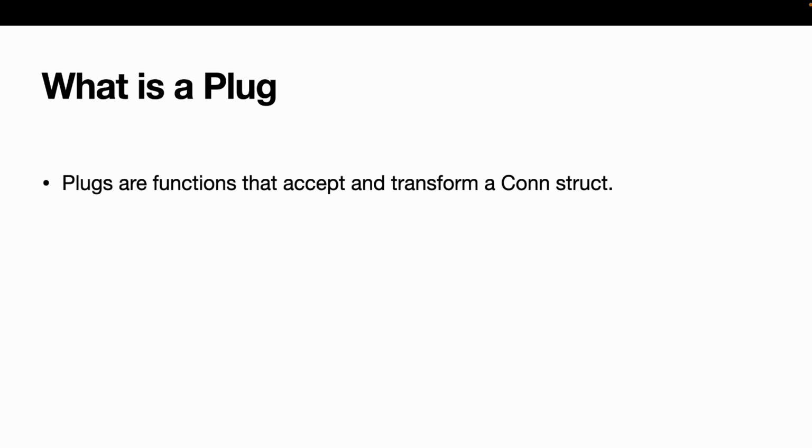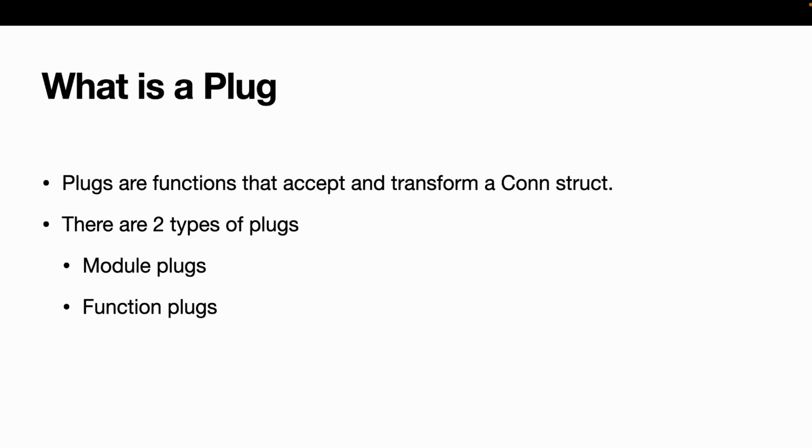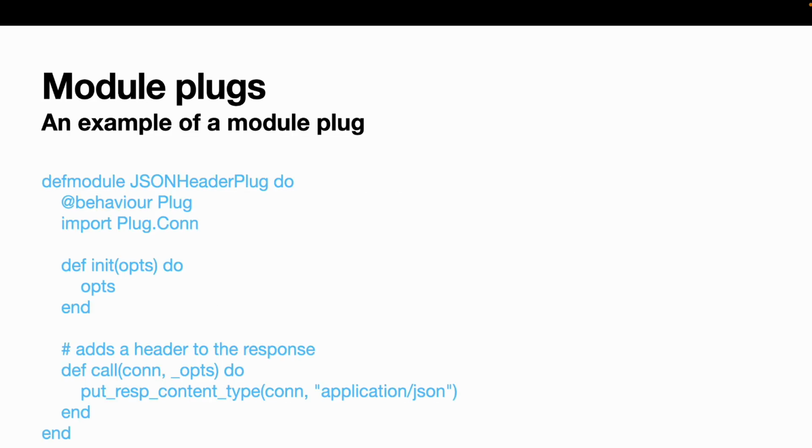So what is plug? Plugs are functions that transform a Conn structure, which is used for keeping track of requests and responses. There are two types of plugs: module plugs and function plugs. Module plugs are defined typically like a regular module, and then we would import the plug behavior into it.